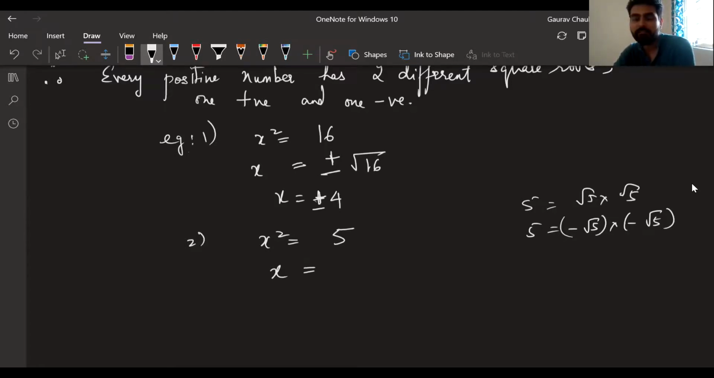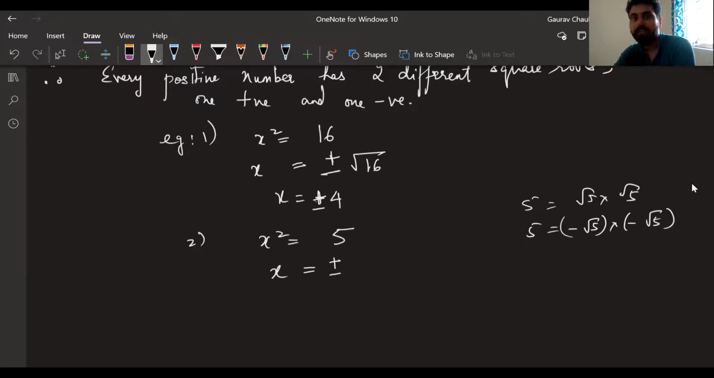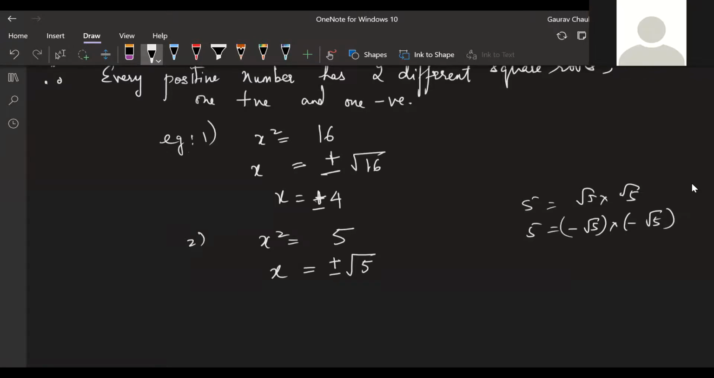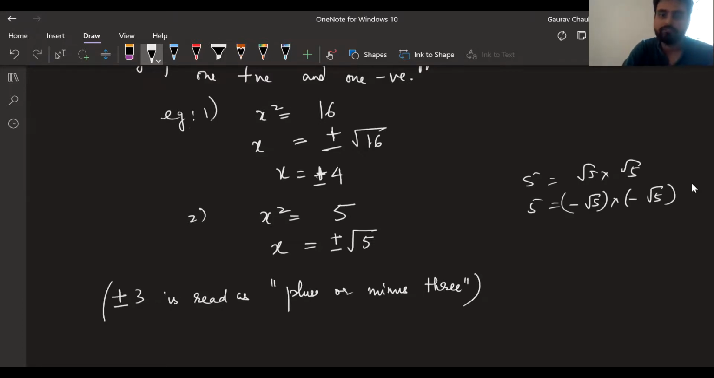So what's my answer? X is equal to root 5 and minus root 5. Root 5 or minus root 5. I'll write it as plus or minus root 5. Is this okay? Yes, sir. All right. So in case someone has a problem, just let's write this. Plus or minus 3 is read as plus or minus 3. Okay, this will help us clarify.